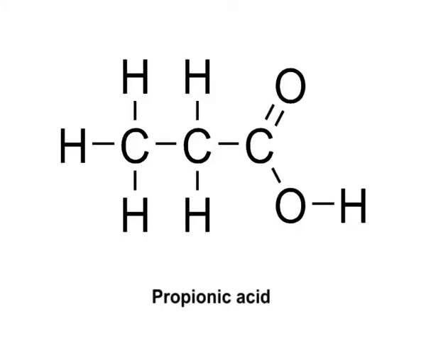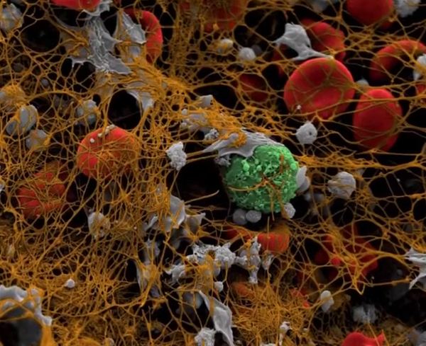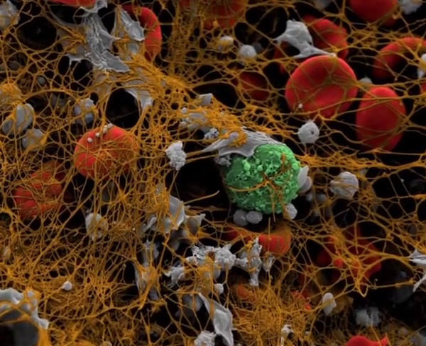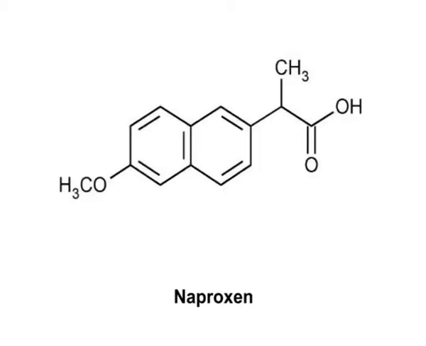All propionic acid derivatives inhibit PG synthesis, that is prostaglandin synthesis, naproxen being the most potent, but their in vitro potency to inhibit COX does not closely parallel in vivo anti-inflammatory potency. Inhibition of platelet aggregation is short lasting with ibuprofen, but longer lasting with naproxen.